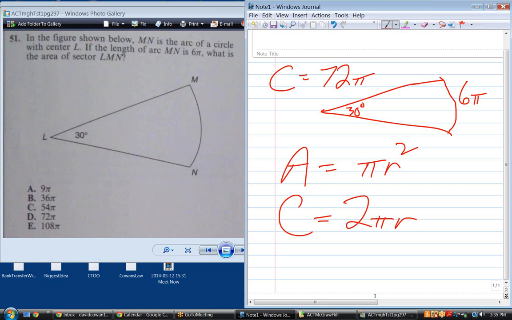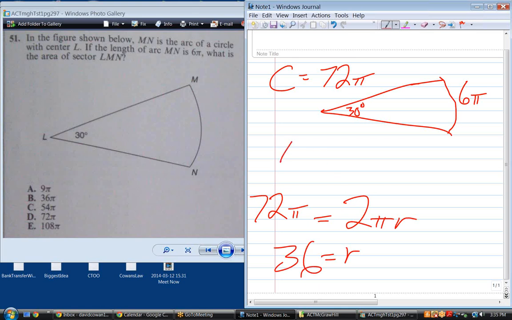So if you know its radius, you know its area. If you know its radius, you know its circumference. If you know its area, you know its radius. And if you know its circumference, you know its radius. So in this case, we know its circumference is 72 pi. So what is its radius? So then, the radius would be 36.